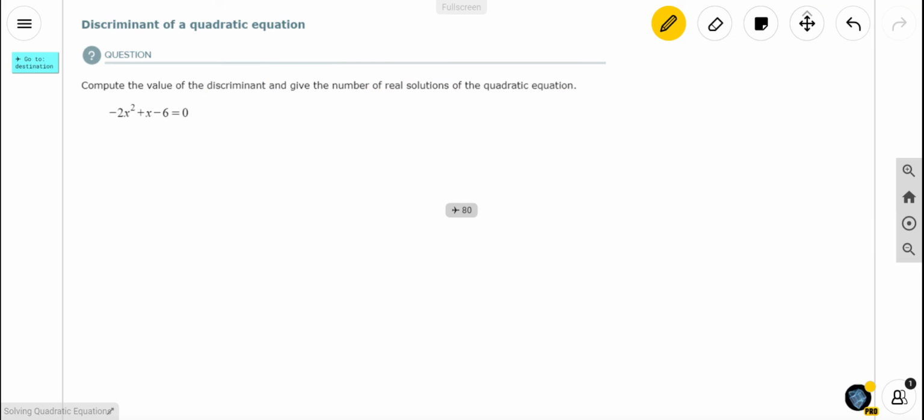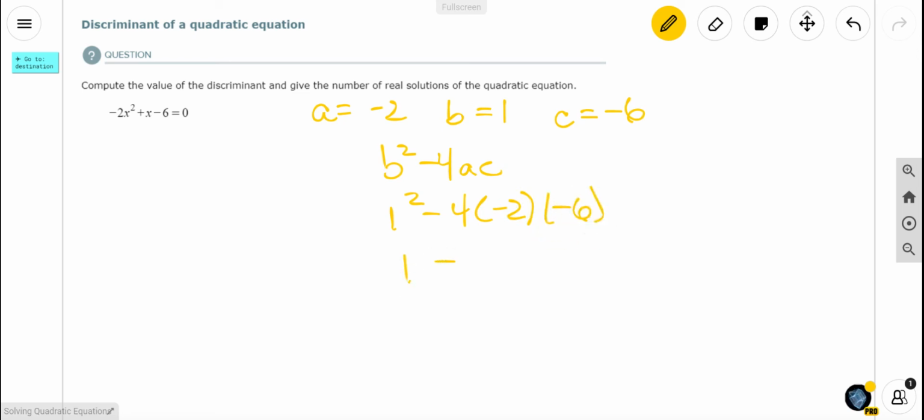Try again. A equals -2. This is the last topic for today, you guys. C equals -6. So b squared minus 4ac is 1 squared minus 4 times -2 times -6. You get 1 minus 48. Wow, that's one ugly 48. You get -47. So it's negative. Negative means there are no real solutions, because they're both imaginary. Remember, real actually means real numbers.